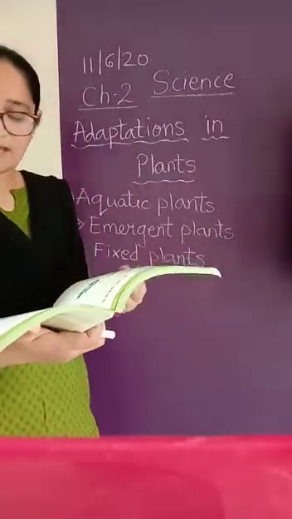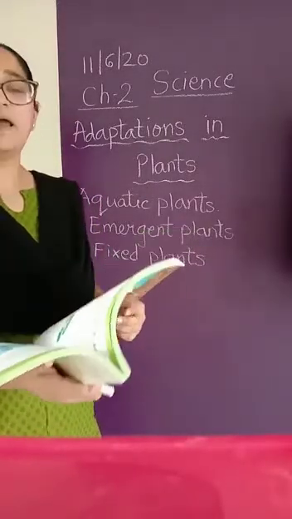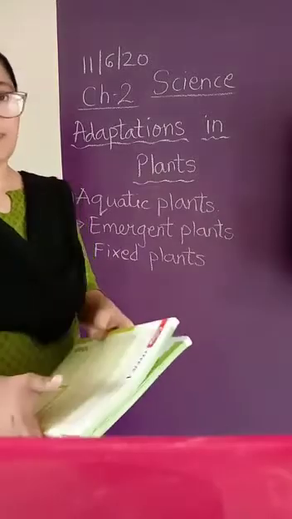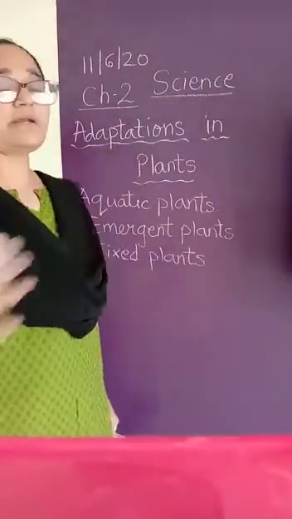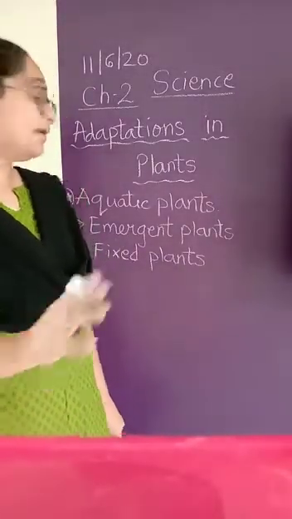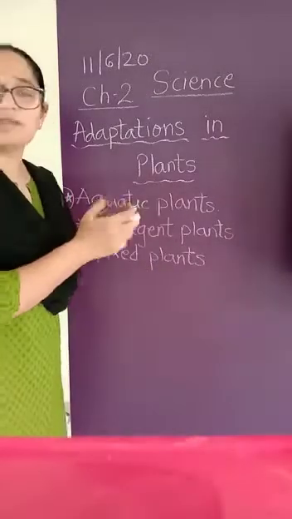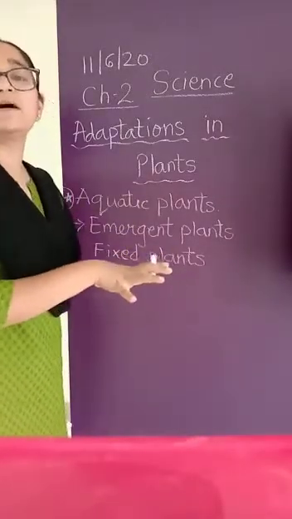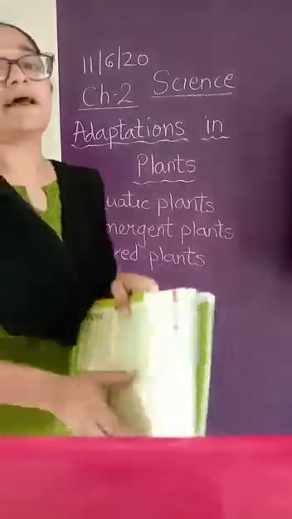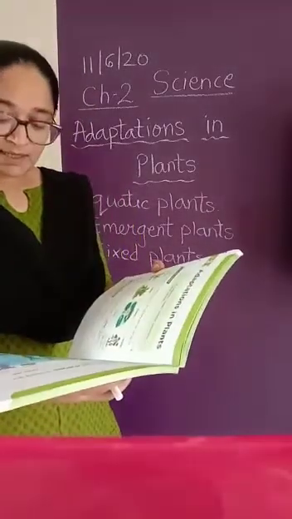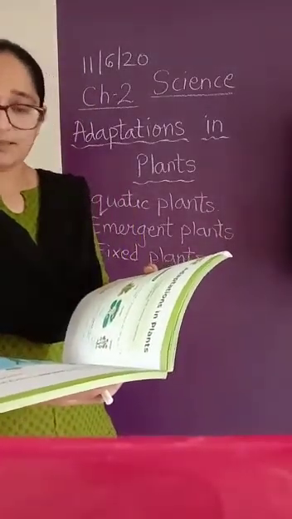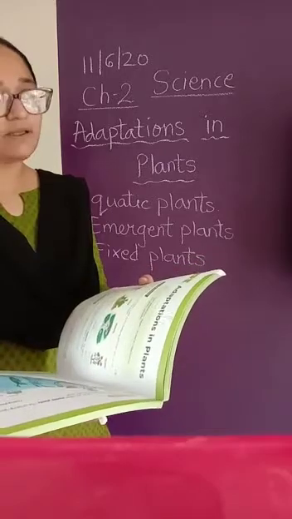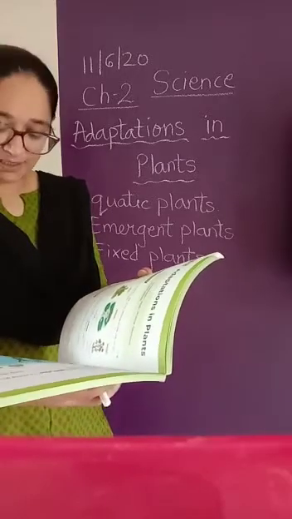So these plants are fixed to the water bed with the help of strong roots. Even if the water is flowing, the plants will not come out. They are properly fixed in the soil. Hence they are called fixed plants. Examples given here are lotus and water lily.